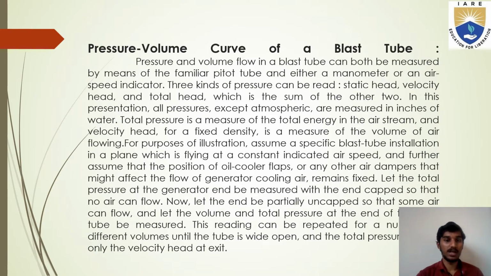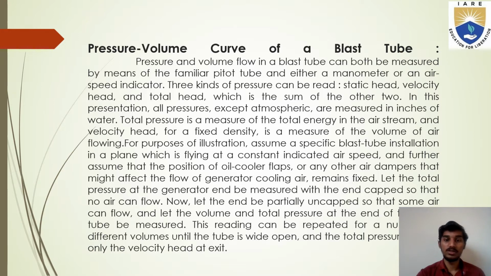Pressure volume curve of a blast tube. Pressure and volume flow in a blast tube can both be measured by means of the familiar pitot tube and either a manometer or an airspeed indicator. Three kinds of pressure can be read: static head, velocity head, and total head, which is the sum of the other two. In this presentation, all pressures except atmospheric are measured in inches of water. Total pressure is a measure of total energy in the air stream, and velocity head for a fixed density is a measure of the volume of air flowing.